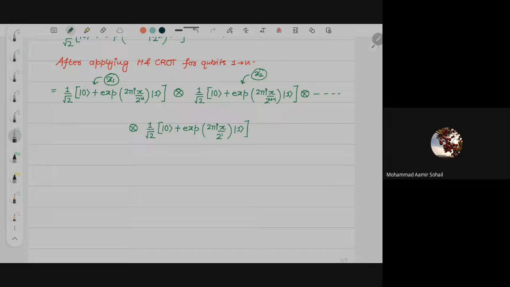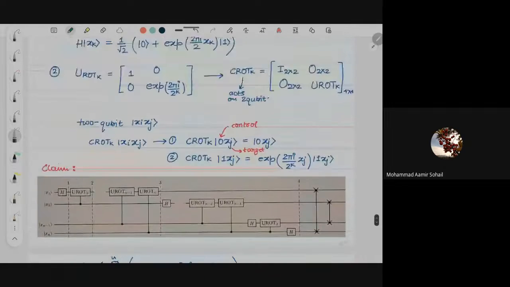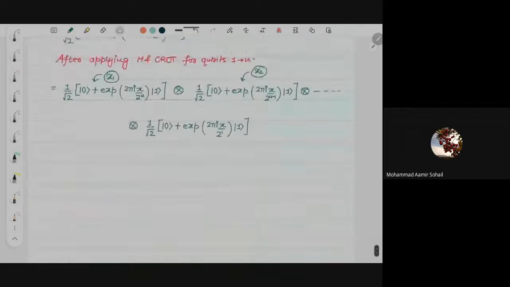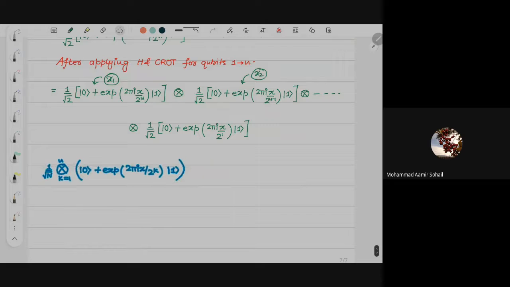So just to see the structure here, what we wanted and what we have now. We want this one. If we write this as 2 raised to n by 2, and then the tensor product for k equals 1 to n of 0 plus exponential 2 pi i x by 2 raised to k, and then 1. So this is what we want.